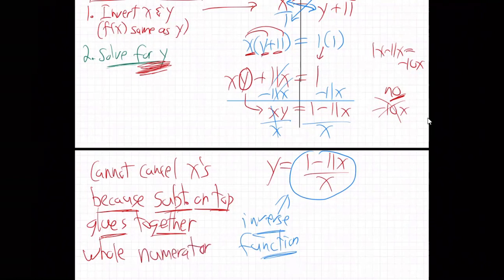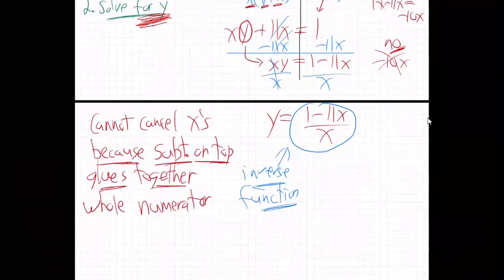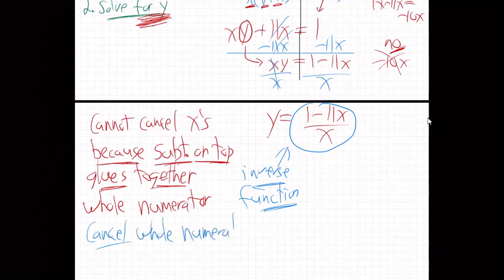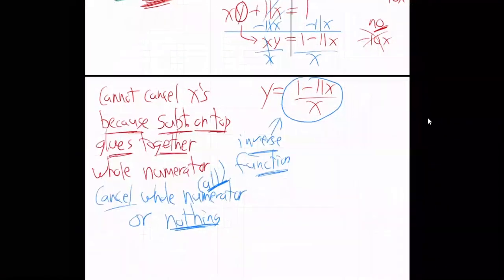Right? It's Costco, Sam's Club, package deal. Pluses and minuses are glue. So this 1 minus 11x says, we're a package deal, thank you. If you want any part of us, I want that x, then you better buy the whole package or nothing. Does that make sense? You have to cancel the whole numerator or nothing. It's all or nothing, like shopping at Costco or Sam's Club.